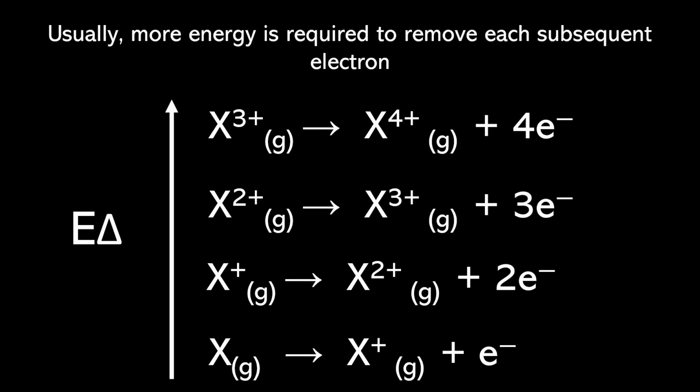The second ionization energy, or IE2, is usually higher than the first. So the equation is as follows: X plus in the gas phase goes to X2 plus in the gas phase plus e minus. And this trend continues for successive ionizations until no electrons are left.